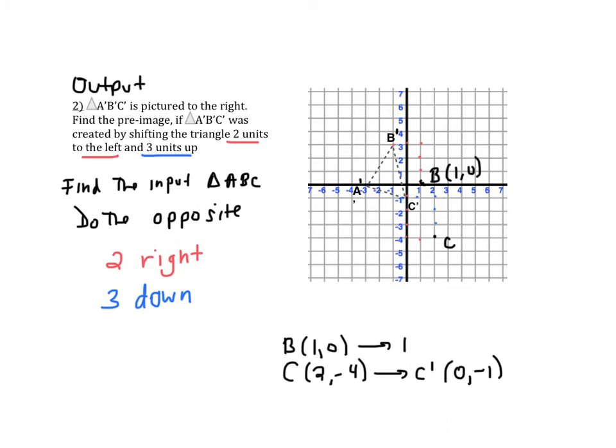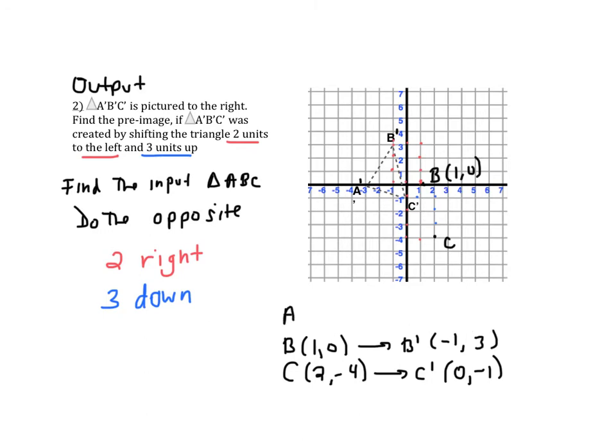And just double check it, see if you can get back to B prime by following the rule mentioned in the paragraph. So 2 units to the left, so start at B, 2 units to the left, 3 units up, 1, 2, 3, so it works. All right, and our coordinates for B prime were -1 and +3.